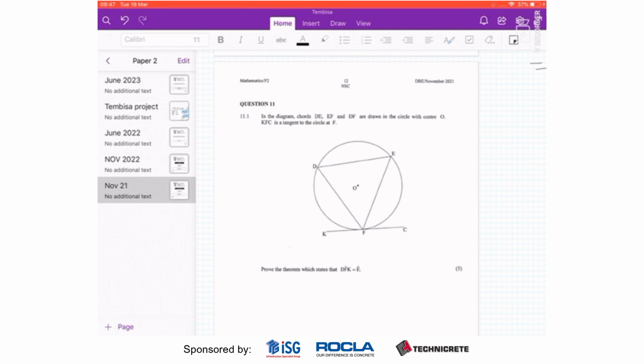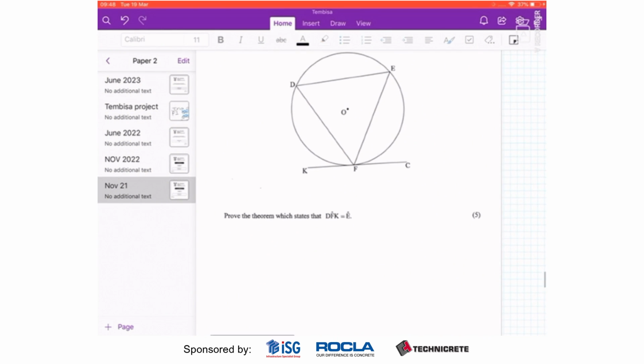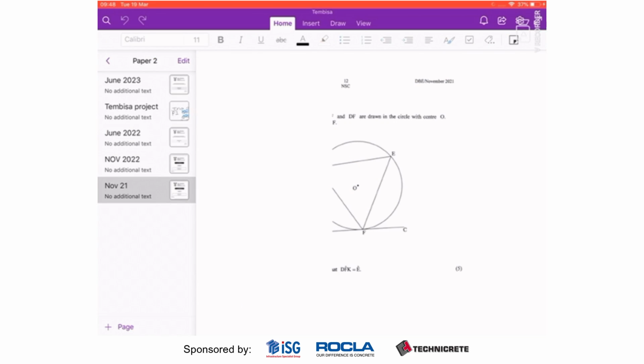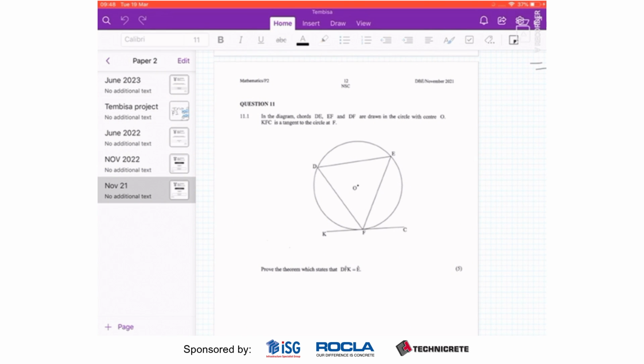Good day. Today we will be looking at the last question in November 2021, paper 2, question 11. The first question is a proof. In the diagram, chords DE, EF, and DF are drawn in a circle with center O. KFC is a tangent to the circle at F. They want you to prove the theorem which states that DFK, this angle here, is equal to angle E. So this angle here must be equal to E.